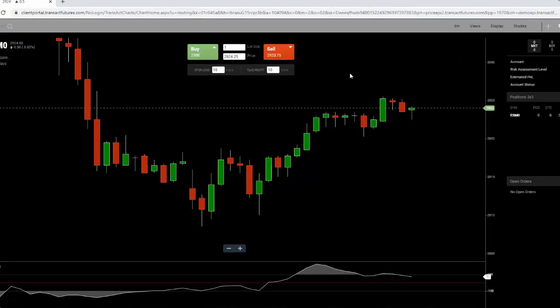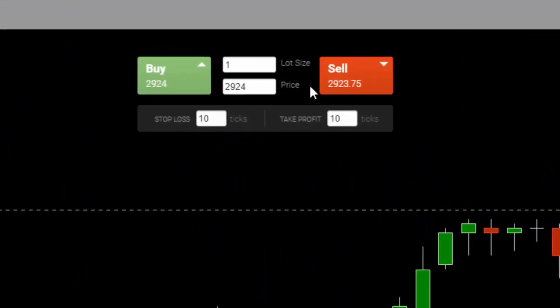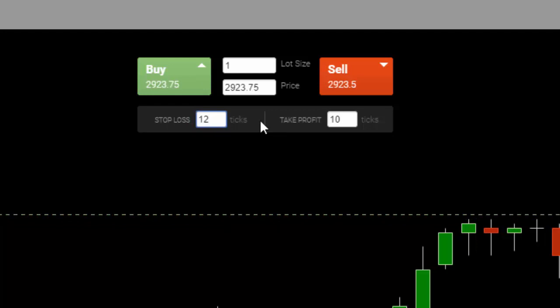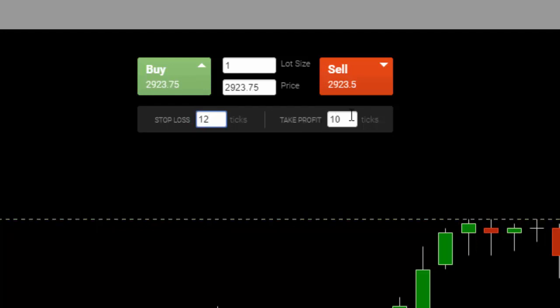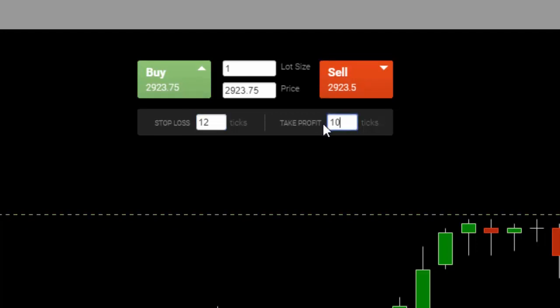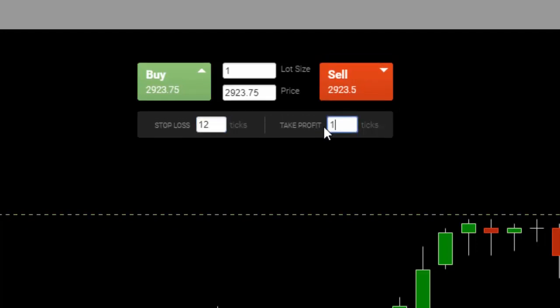So what I'm going to do is go to the trade ticket and send a sell market order. But before I do that, I'm going to make sure there are some values in the stop loss area. Let's go ahead and set this to 12. And I want to make sure there are some values in the take profit area, or our profit target level. And I'm going to set that to 12.